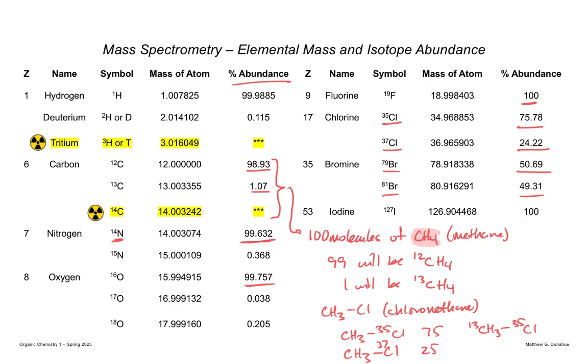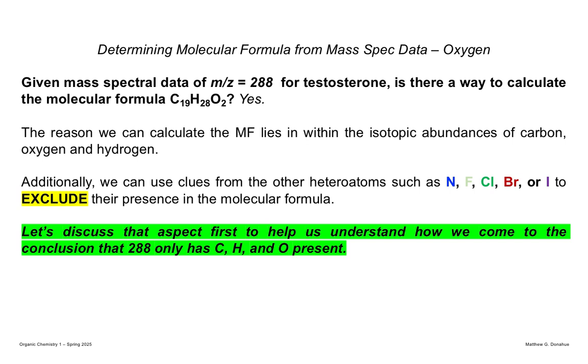So iodine is 100%. It's not terribly useful to us in terms of a diagnostic. The question was, given this number 288, can we figure out the molecular formula of C19H28O2? Imagine you don't have the structure in front of you, you just have that data. We want to first figure out a molecular formula, then we can look at degrees of unsaturation, and then maybe start making some structural claims.